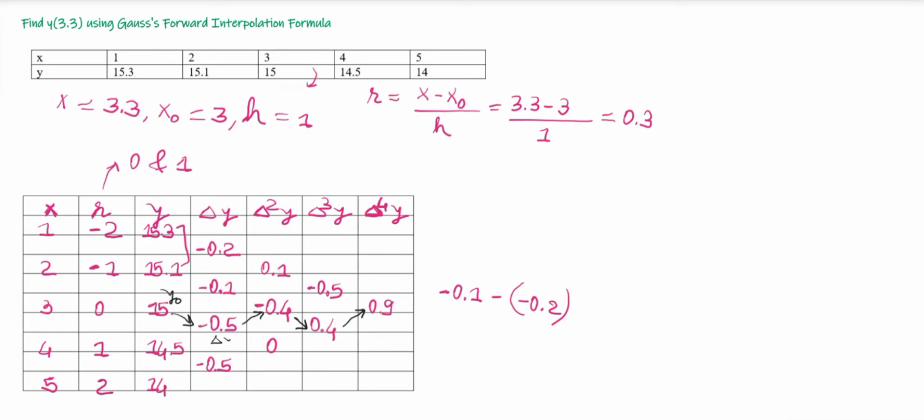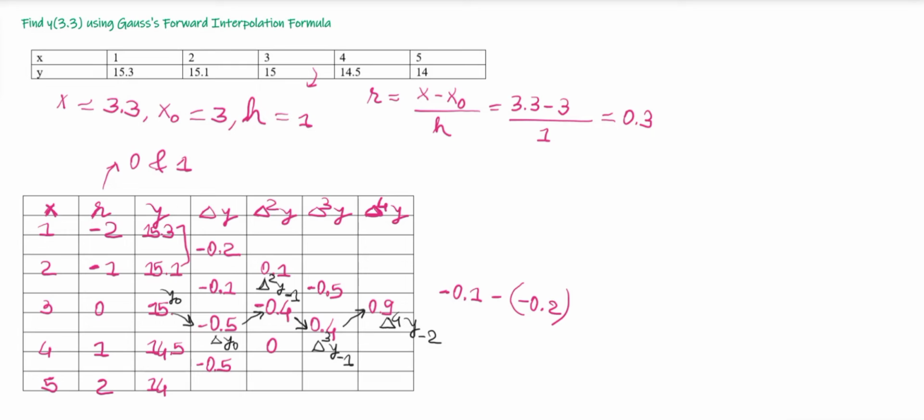So your 15 will be your y0, delta y0 will be minus 0.5, then delta square y minus 1 will be minus 0.4, delta cube y minus 1 will be 0.4, and delta raised to 4 y minus 2 will be 0.9. So this is how we show the arrows while solving the question using the Gauss forward interpolation formula.